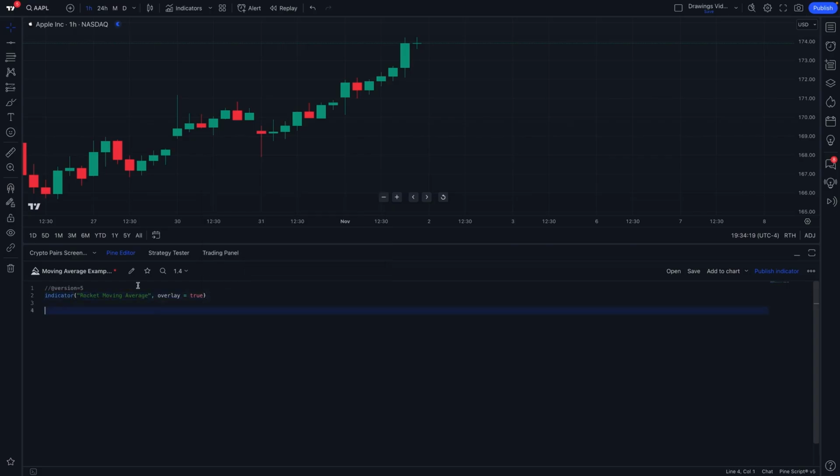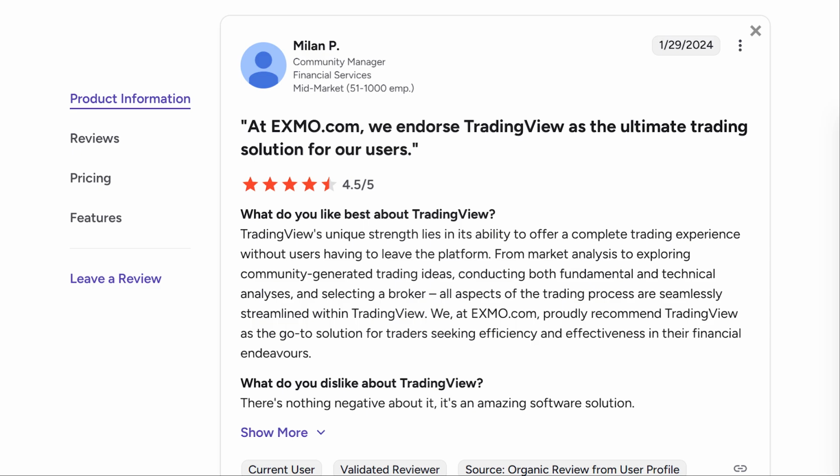This idea of a complete toolkit is something that users really notice. There's this review from this trader who is with xmo.com. He said that TradingView's unique strength is offering a complete trading experience without leaving the platform. From analysis to broker selection, everything is streamlined.